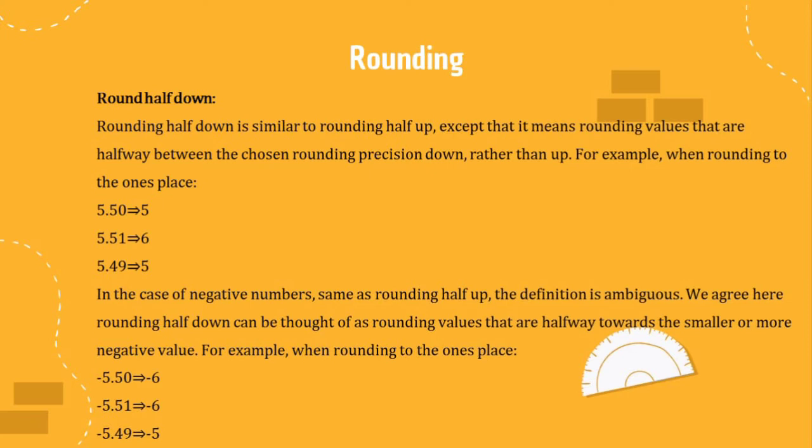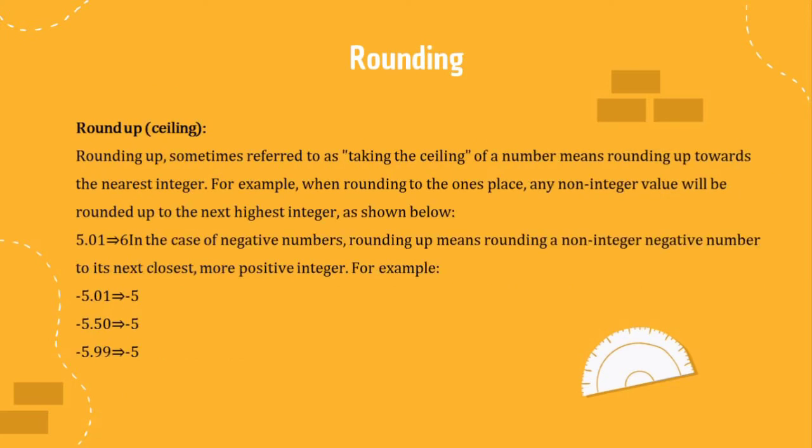Negative 5.51 equals negative 6. Negative 5.49 equals negative 5. Round up, ceiling. Rounding up, sometimes referred to as taking the ceiling of a number, means rounding up toward the nearest integer. For example, when rounding to the ones place, any non-integer value will be rounded up to the next higher integer as shown below.